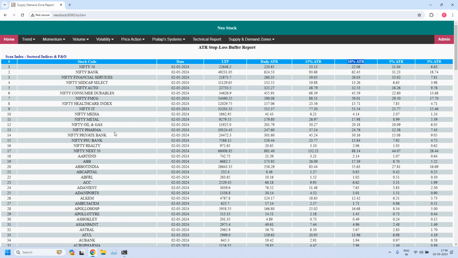And the first 17 in this list are indices, sectorial indices. And remaining all are equity stocks listed in F&O segment. So what I do, I keep on scrolling this list down by giving you only few seconds. Whichever the stock you want to refer, there you please pause the video and refer the values. So let me scroll down.